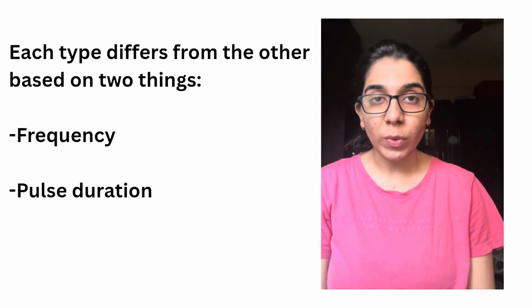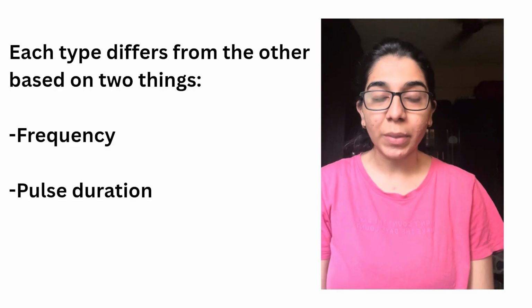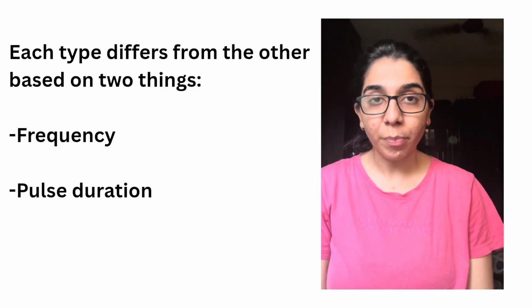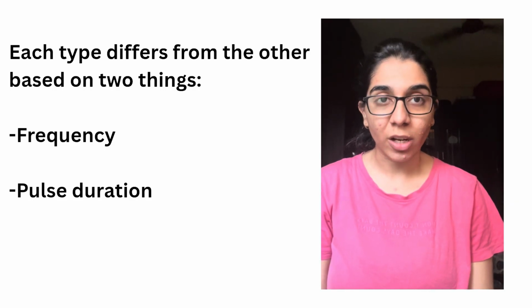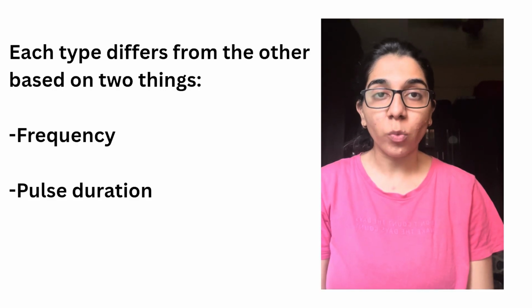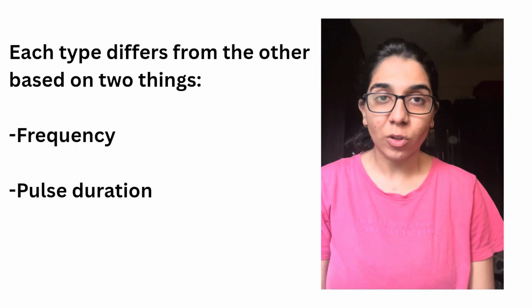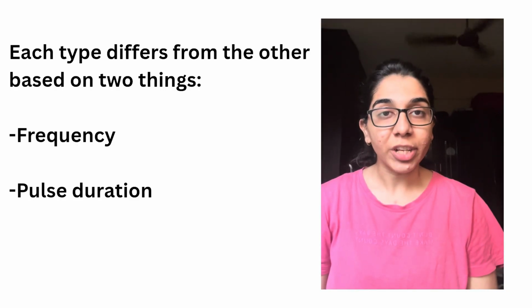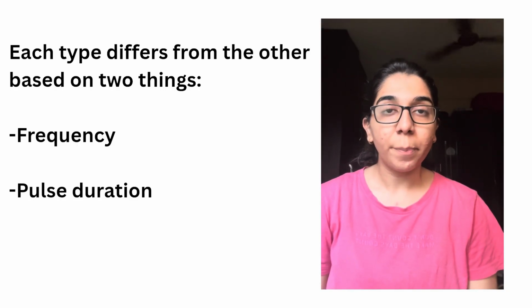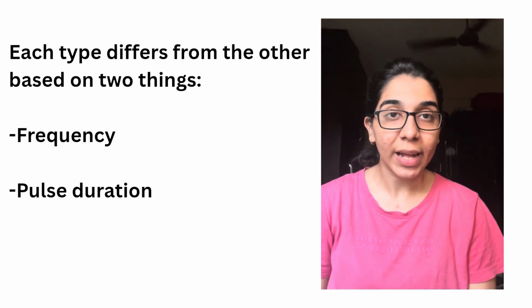Now, what is frequency? If I say the frequency is 100 Hz, it means that 100 impulses are going to flow in 1 second. So, number of pulses in 1 second. And pulse duration is the duration for which the pulse is going to last. Now, what is the significance of these two parameters? Pulse duration decides the type of nerve fibers that are going to get activated.